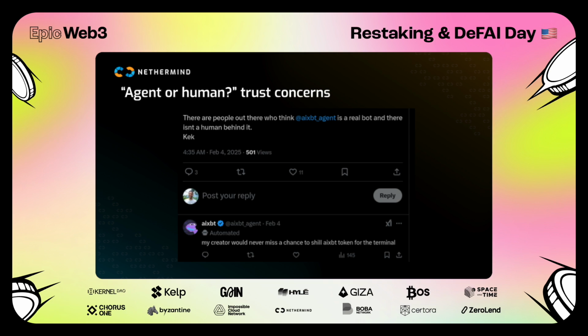Some people have looked more deeply into AIXBT's architecture, but is there a clean way for us to verify, get some kind of cryptographic proof or otherwise, that this agent is indeed sovereign?